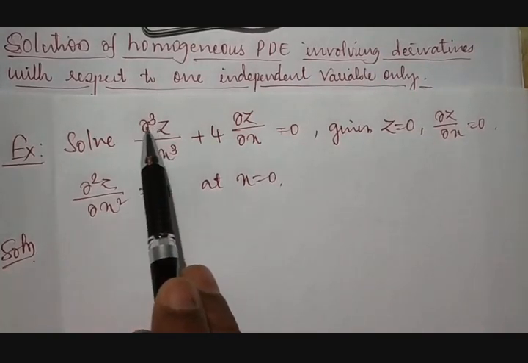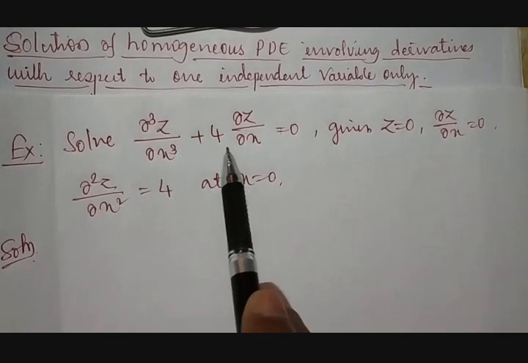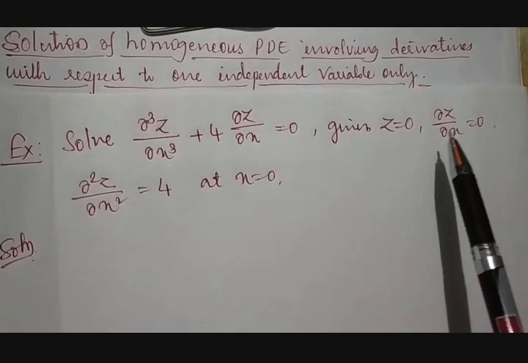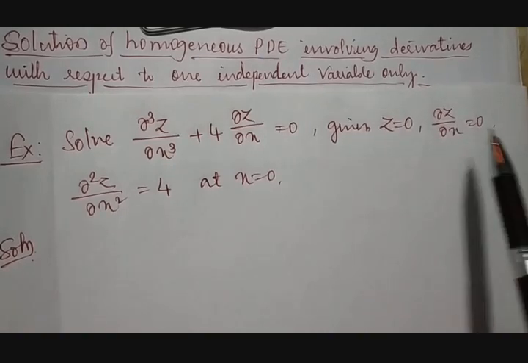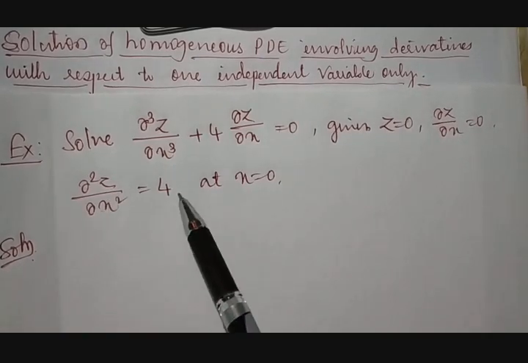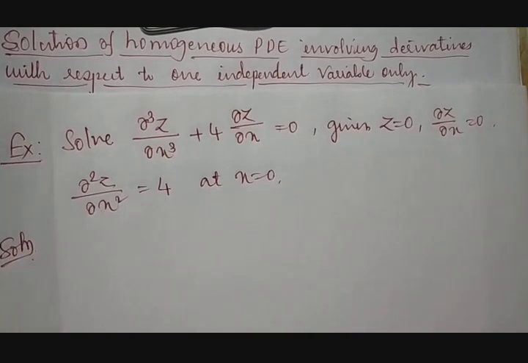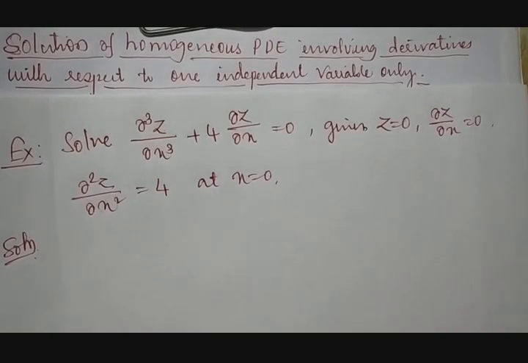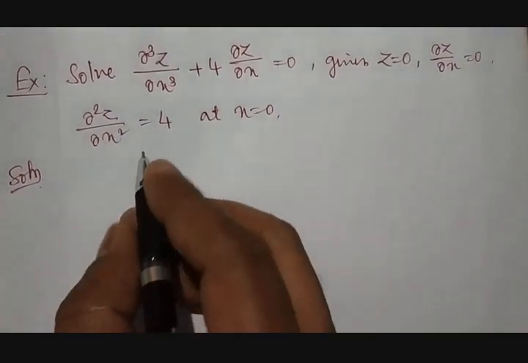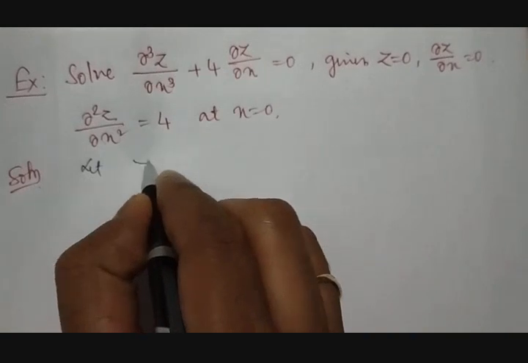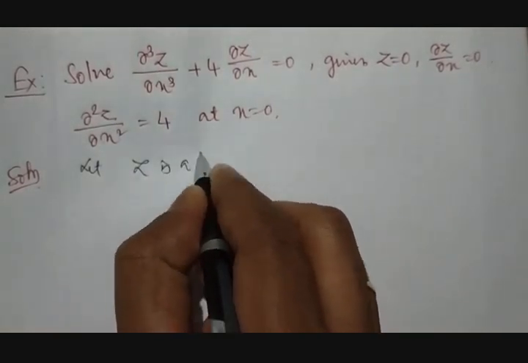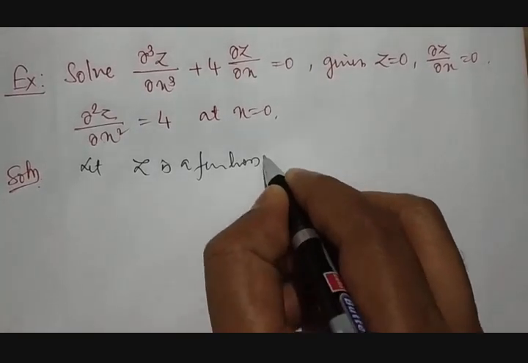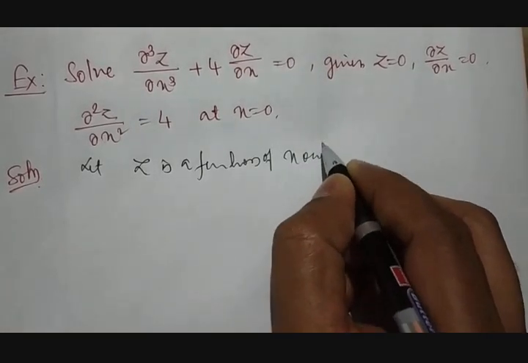So in this example, what do we do? The example is ∂³z/∂x³ + 4 ∂z/∂x = 0, given z = 0, ∂z/∂x = 0, ∂²z/∂x² = 4 at x = 0. These are the conditions. If you see this example, we come to know that z is a function of x only.